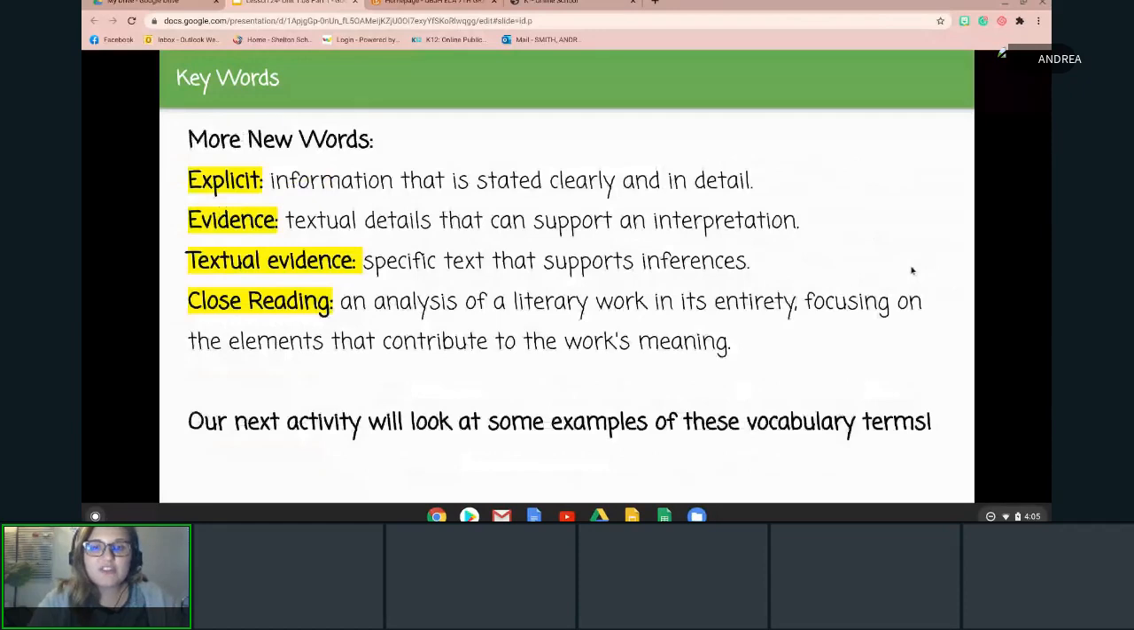A couple new words we learned on Monday. The first one was explicit. This is information that is stated clearly and in detail. So remember, we almost think of this as the opposite of inference. If inference is what we have to read between the lines, explicit is what's actually in the text. Evidence is the textual details that can support an interpretation. Textual evidence is the specific text that supports inferences. And close reading is an analysis of a literary work in its entirety, focusing on the elements that contribute to the work's meaning. So our activities we did on Monday covered these words, and today we're going to do a couple more activities that help us practice how to use these terms in our everyday close reading.